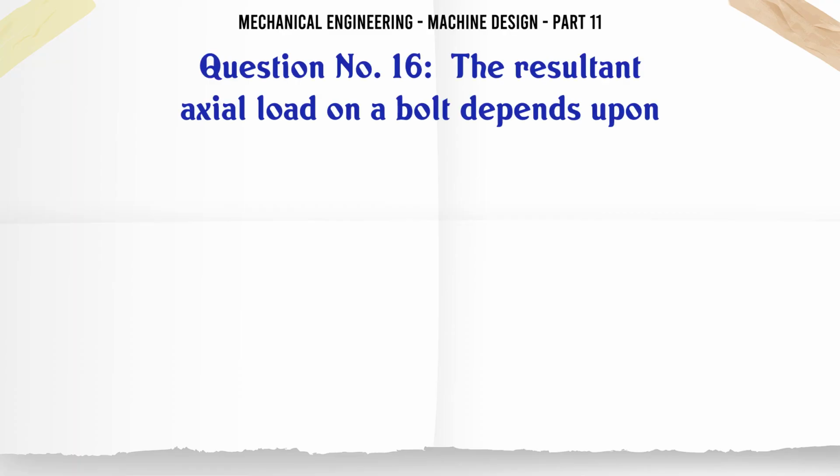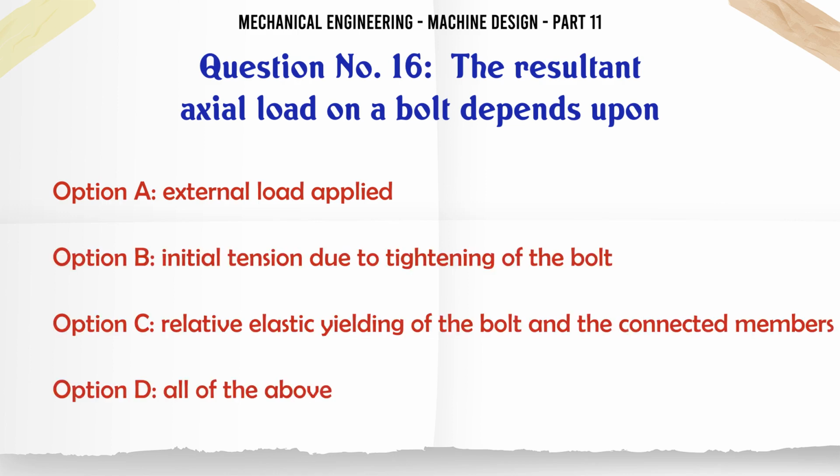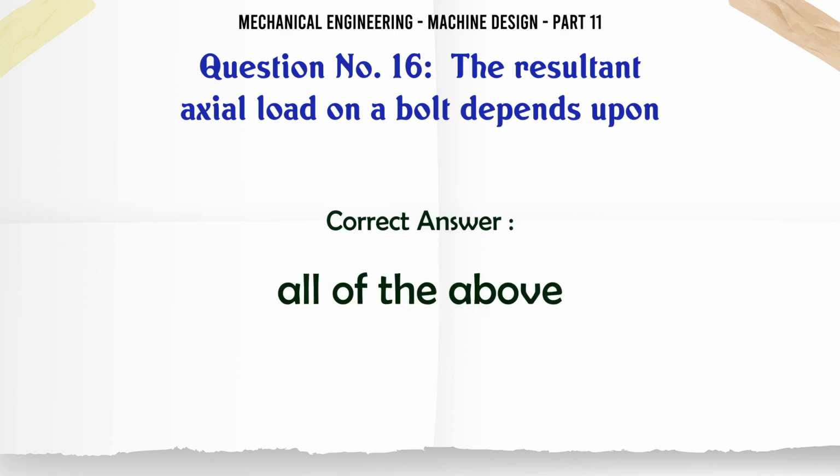The resultant axial load on a bolt depends upon A. External load applied. B. Initial tension due to tightening of the bolt. C. Relative elastic yielding of the bolt and the connected members. D. All of the above. The correct answer is all of the above.